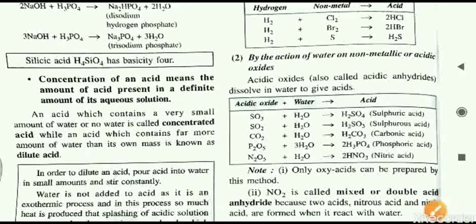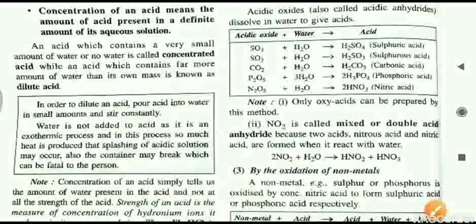Now apart from this, the classification we have seen: first, acids are classified into organic acids and inorganic acids. Second, we have seen based on the basicity: monobasic, dibasic and tribasic. The third and the last one is based on the concentration. The concentration classifies the acid into two parts. One is called concentrated acid, the second one is called dilute acid.